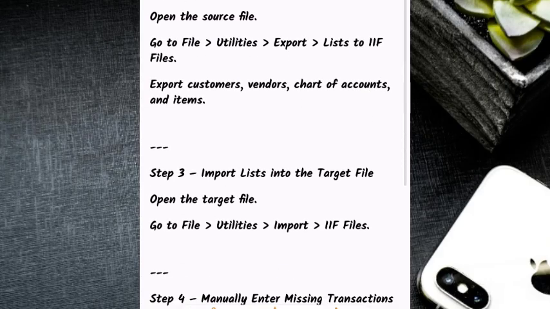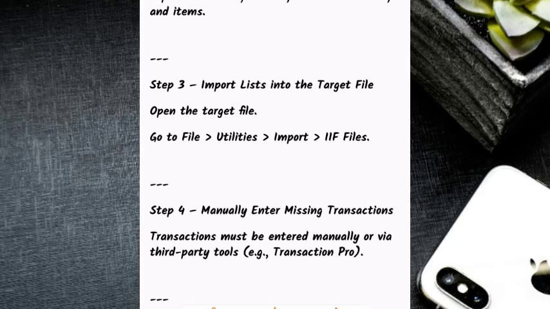Next is to import the lists into the target file. So go ahead and open the target file, go to File, Utilities, Import, and IIF files. Now step 4 is to manually enter the missing transactions. Now transactions must be entered manually or via third-party tools, for instance Transaction Pro.